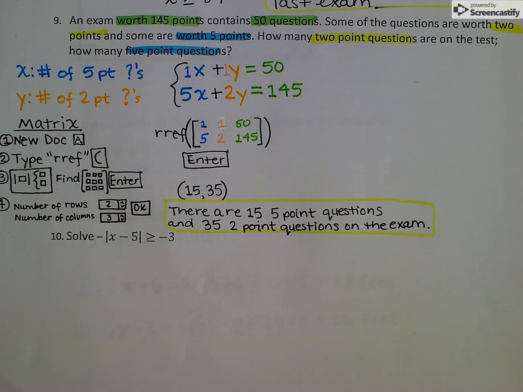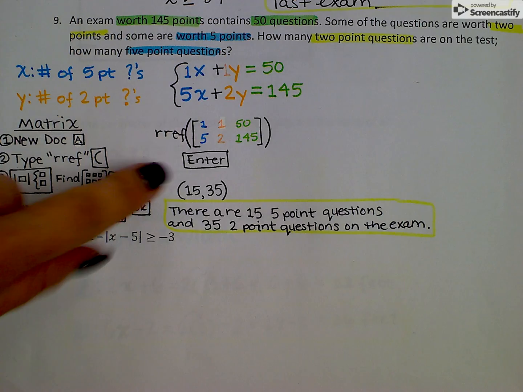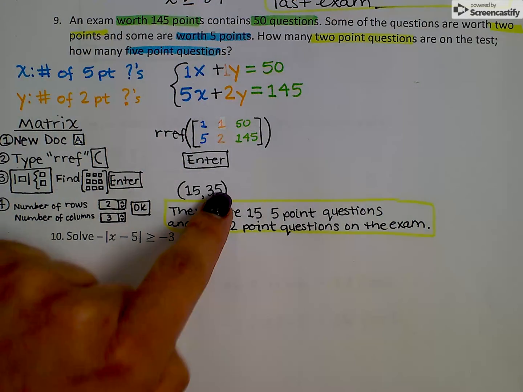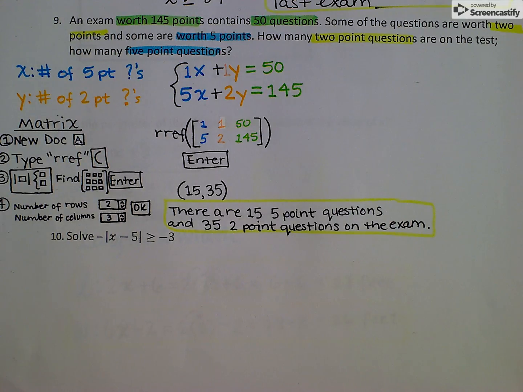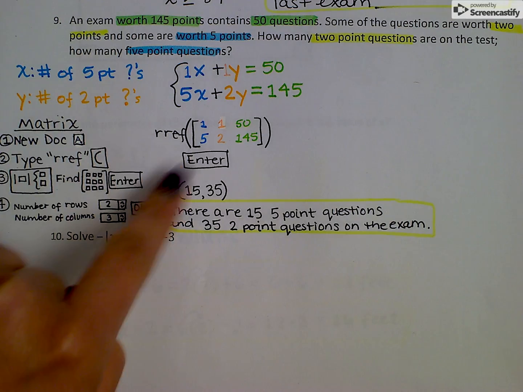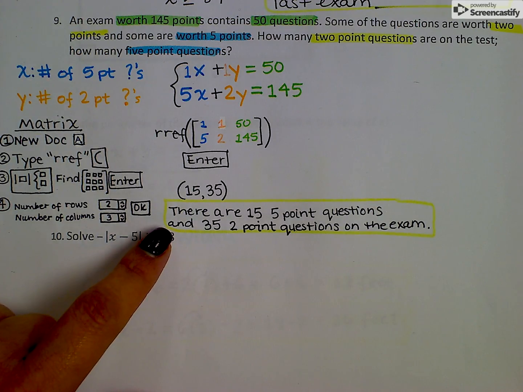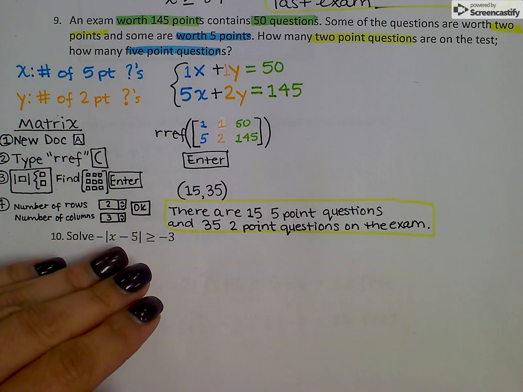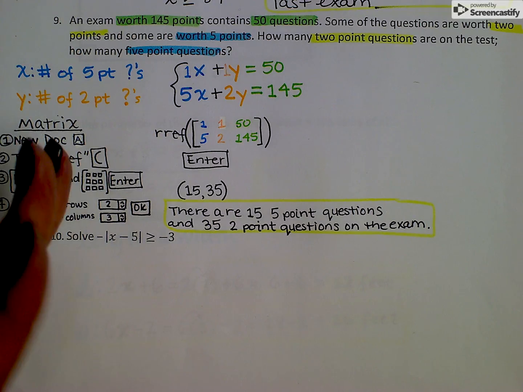That means that there are 15 5-point questions because that is my X value. And there are 35 2-point questions on the exam. So these are the steps that, if you need, you may want to write onto your note card to solve for a system of equations using the matrix method. You can also graph it.